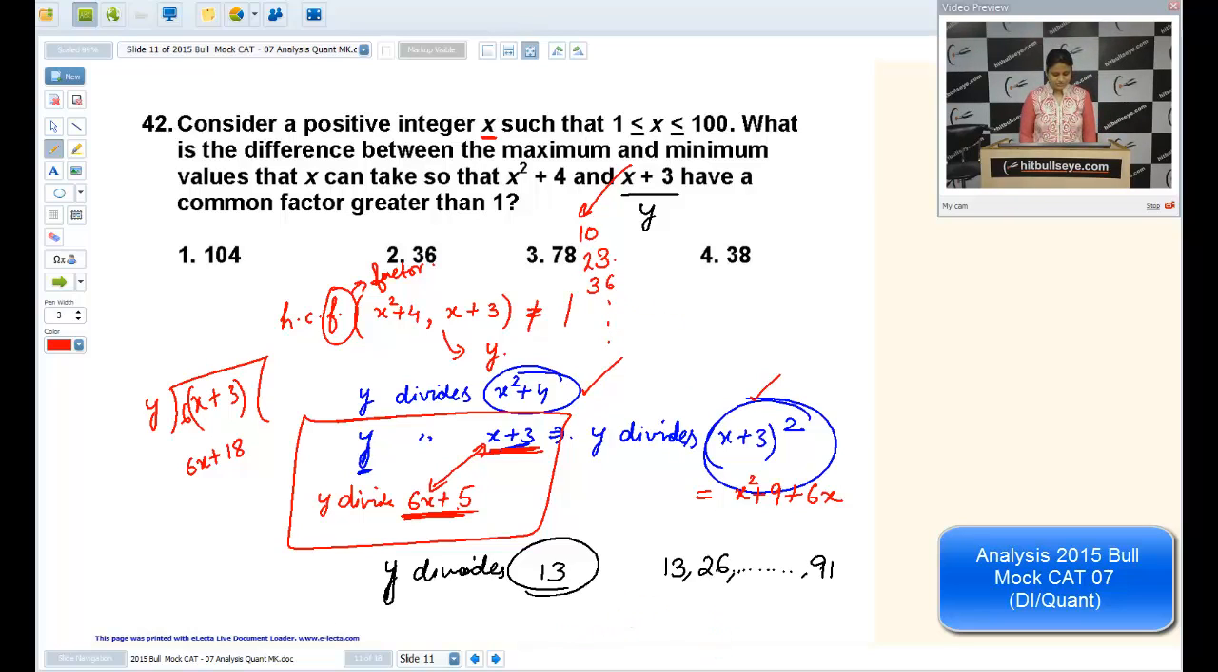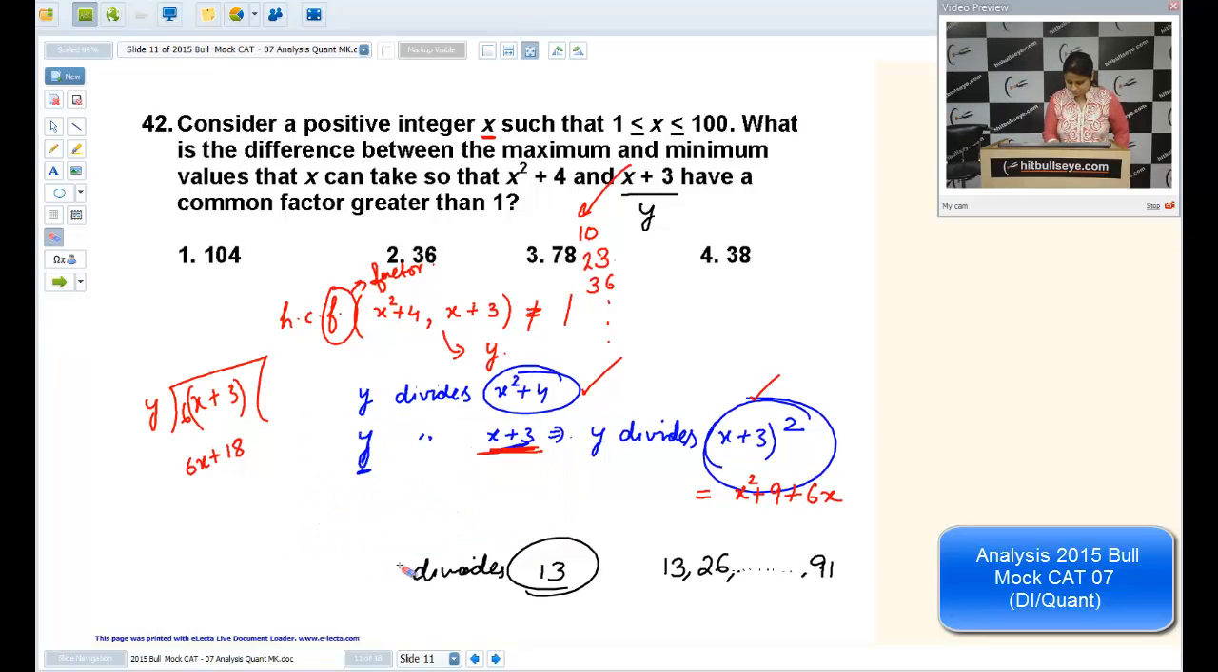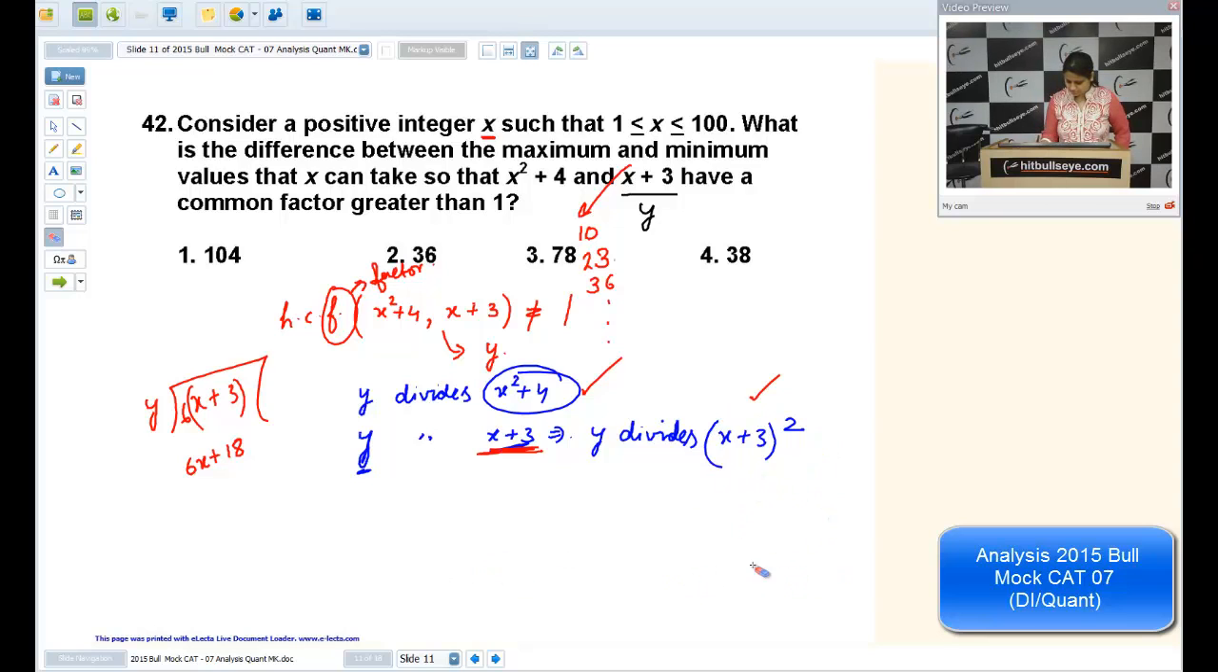Replace x plus 3 in 6x plus 5. How did x plus 3 replace? Okay, see what is the thing. Once again, if y is dividing anything, y will definitely divide its square as well. So I took the square of that.